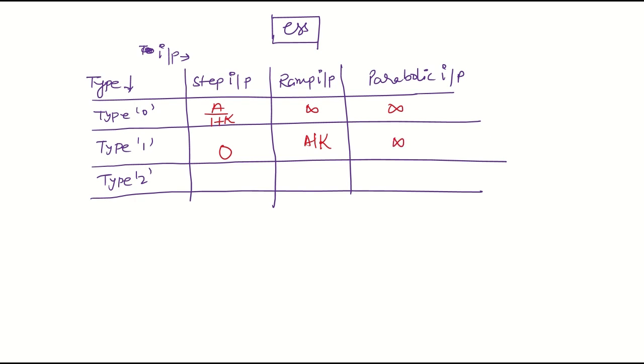Similarly, if I determine these values for a type 2 system, you will see that for the step input the steady state error comes out to be 0. For the ramp input also the steady state error comes out to be 0, and for the parabolic input it comes out to be A by K. So this is the overall summary of the steady state error for different types and different inputs to the control system.